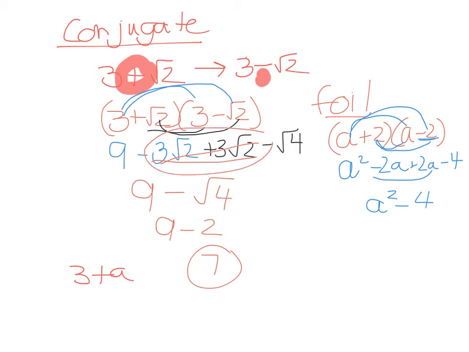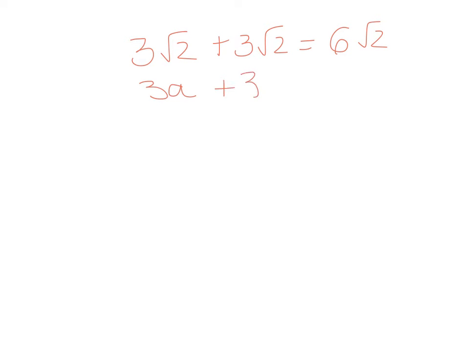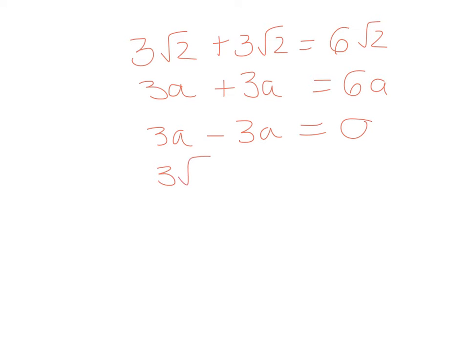So what we learned from the inside here, you can add radicals. 3 radical 2 plus 3 radical 2 equals 6 radical 2. Again, it's very much like dealing with variables. 3a plus 3a is 6a. 3a minus 3a is 0. Same thing with radicals. 3 radical 2 minus 3 radical 2. 3 minus 3 is 0 times radical 2, is 0 times anything, equals 0.